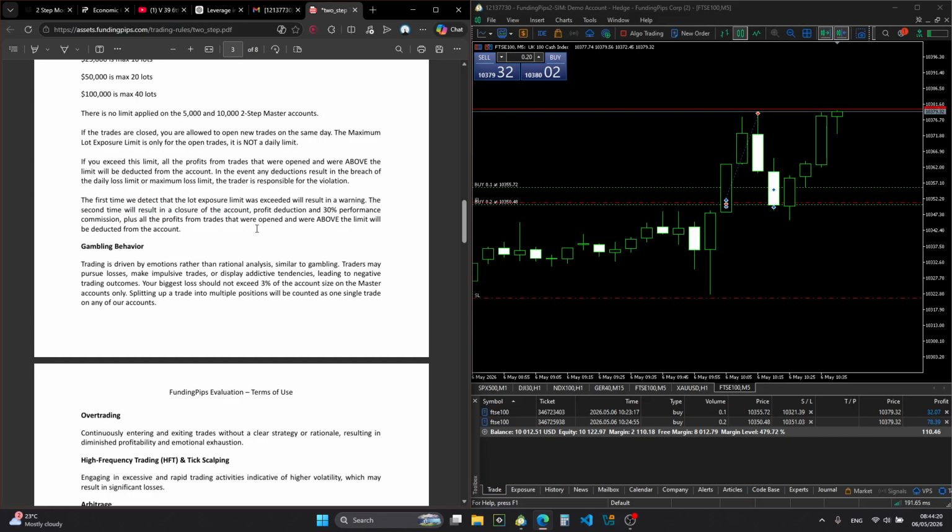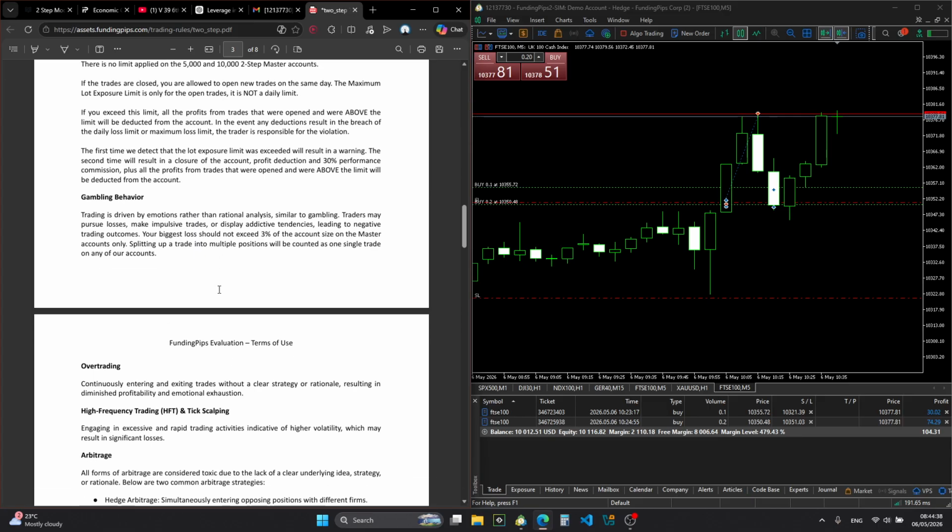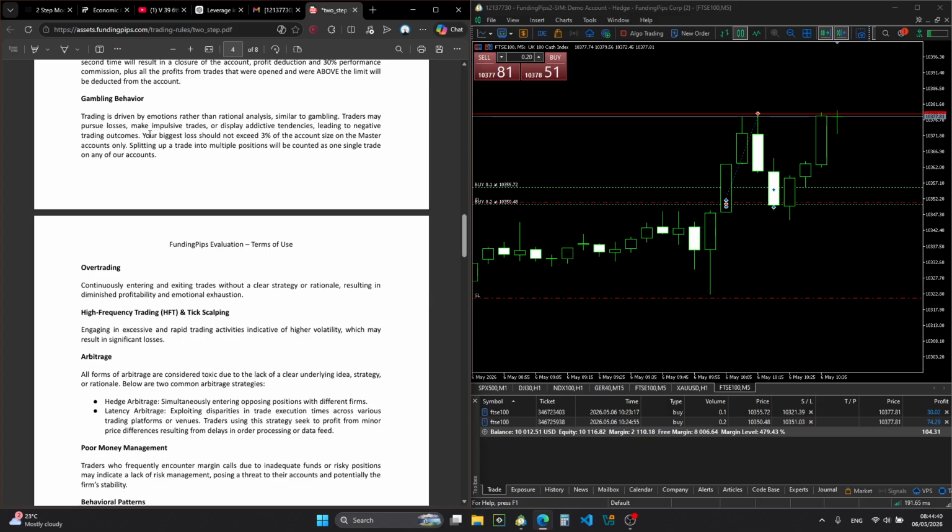Profit deduction and a 30% performance commission, plus all profit from trades opened while above the limit will be deducted. So basically what it's saying is don't go near the limit, don't go near the edge. Right? That's it. Gambling behavior: your biggest loss will not exceed the limit.